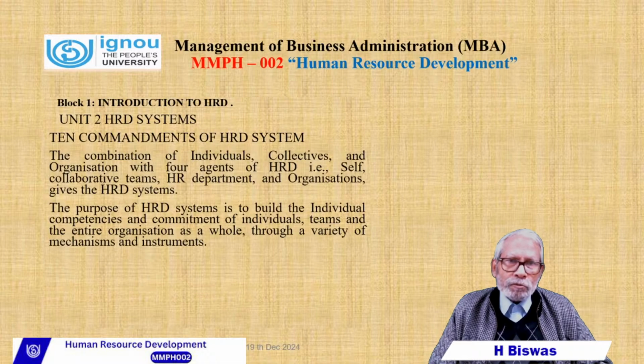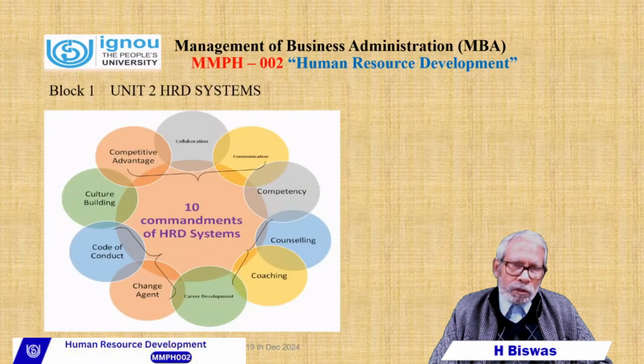The combination of individuals, collectives, and the organization with the four agents of the HRD, that is, self, collaborative teams, HR department, and organization, gives the total HRD system. The purpose of the HRD system is to build the individual competencies and commitment of individuals, teams, and the entire organization as a whole. So this is one of the structures, the 10 Cs of the HRD systems.